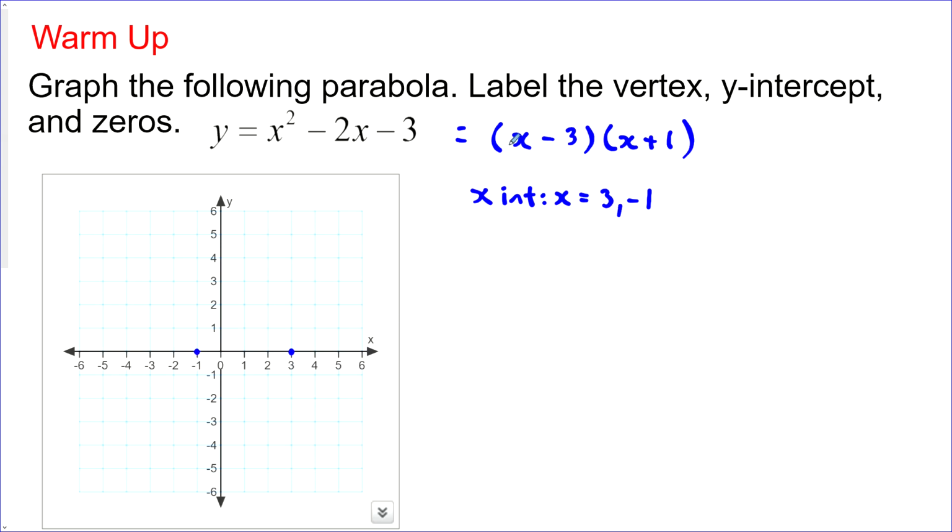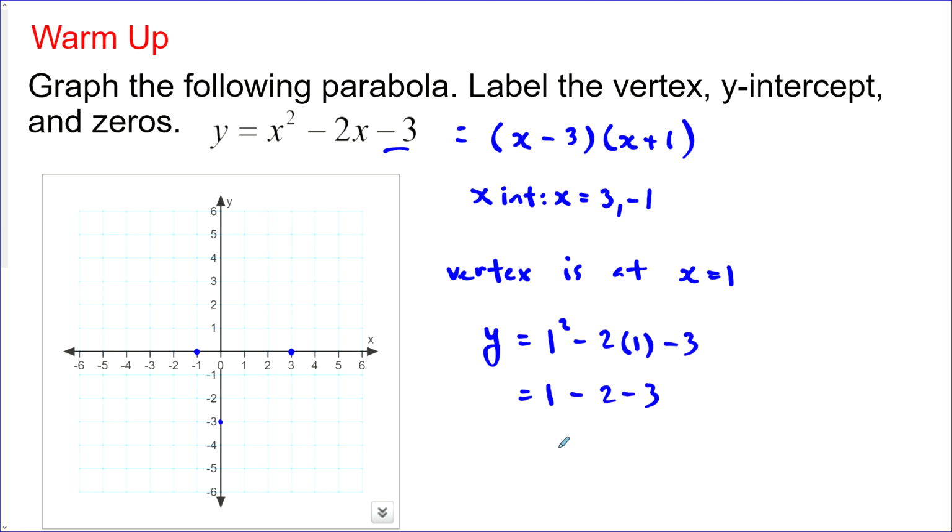We want the y-intercept. That would be this value right here. It's always the constant value when it's written in this form. So negative 3 is our y-intercept. That's not our vertex. Our vertex is going to be halfway in between negative 1 and 3. So halfway in between is 1. So the vertex is at x equals 1. Let's use that value in the equation to find the y value of the vertex. And it looks like it's negative 4. So the vertex is at 1, negative 4.